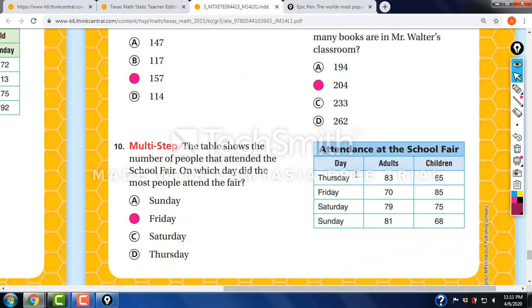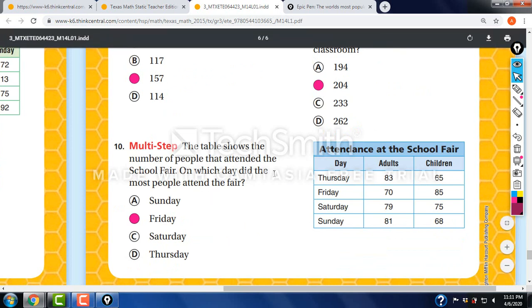And the last one, here's your table: number of people that attend the school fair. On which day did the most people attend the fair? Again, same thing we did. You have your strip diagram right here. Add those two, add those two, add these two, and your answer should have been Friday, because 70 plus 85 is greater than any one of these numbers up here.